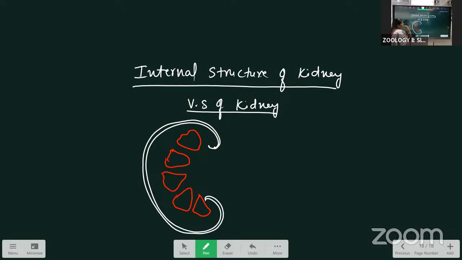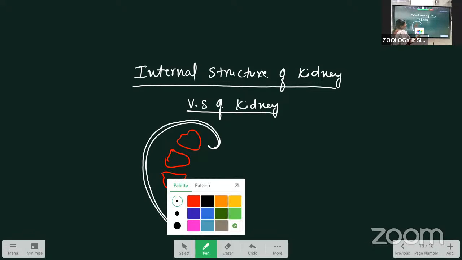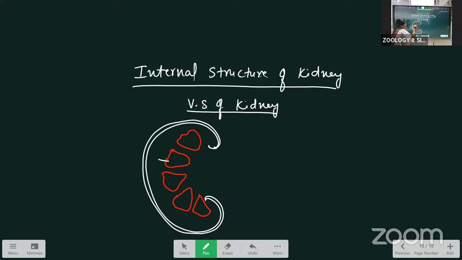On the outer side, this part is called the cortex region. The inner is called the medulla region. Inside the medulla region, a number of conical shaped structures are present, the renal pyramids. The renal pyramids have endings, and these we call renal papillae.